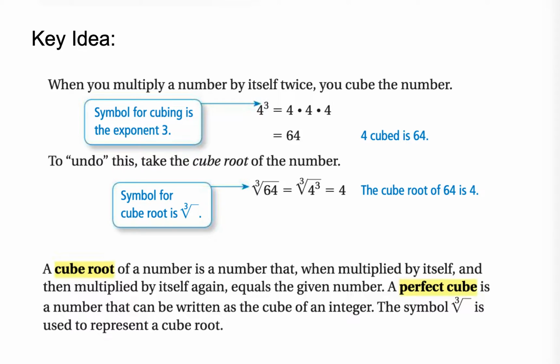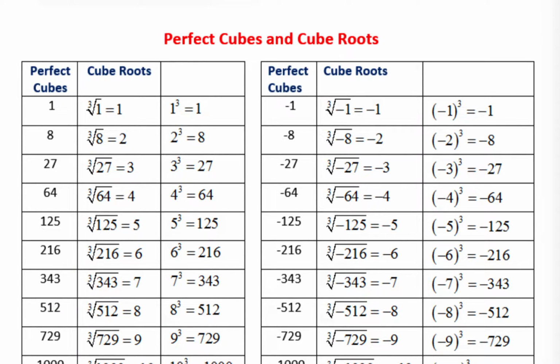So our definition here: the cube root of a number is a number that, when multiplied by itself and then multiplied by itself again, equals a given number. A perfect cube is a number that can be written as the cube of an integer. The symbol, the little check mark with a 3, that's a radical sign with a 3, is used to represent the cube root. So here's a table for some of our perfect cubes and the cube roots.